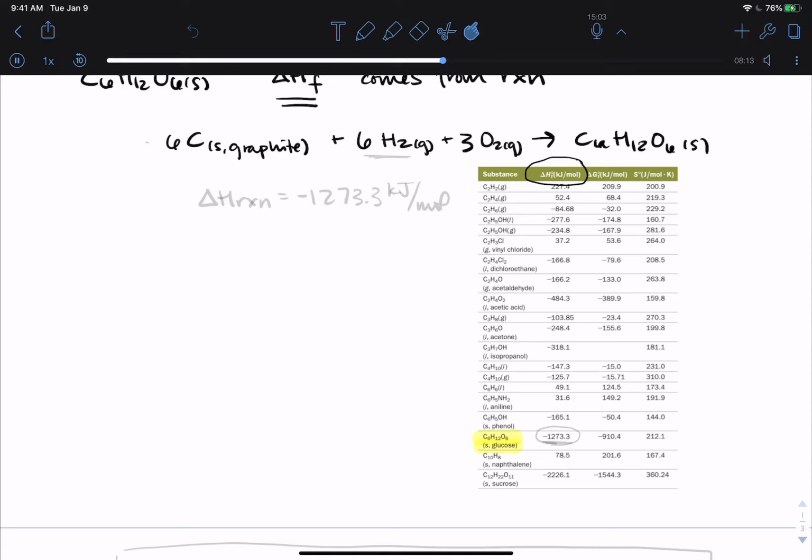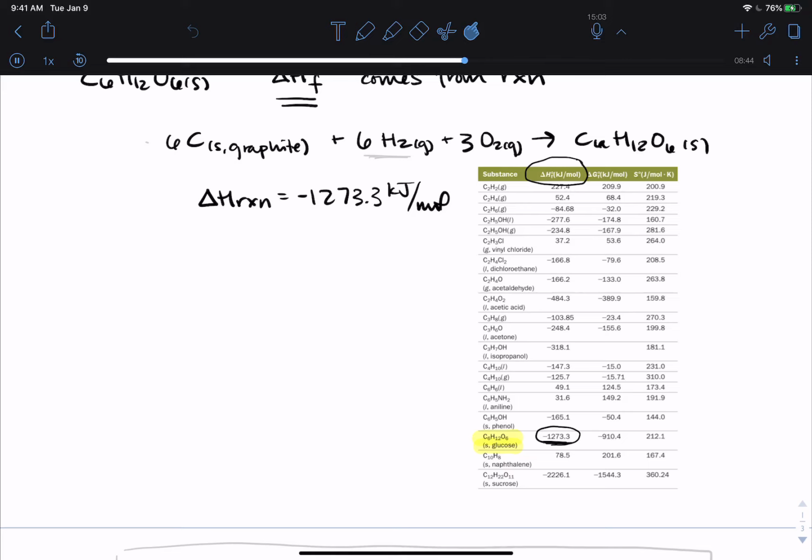But this piece right here is the delta H formation for glucose. So that means that this reaction, as I've written it, has a delta H reaction equal to negative 1273.3 kilojoules per mole, because this reaction is written for the formation of glucose. So that's what these numbers mean.